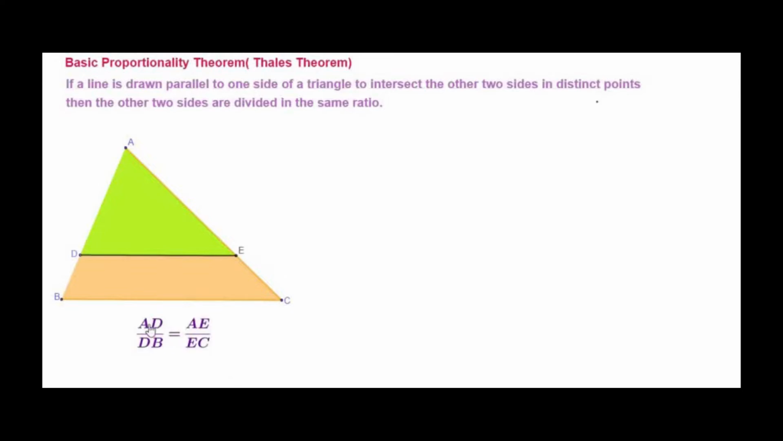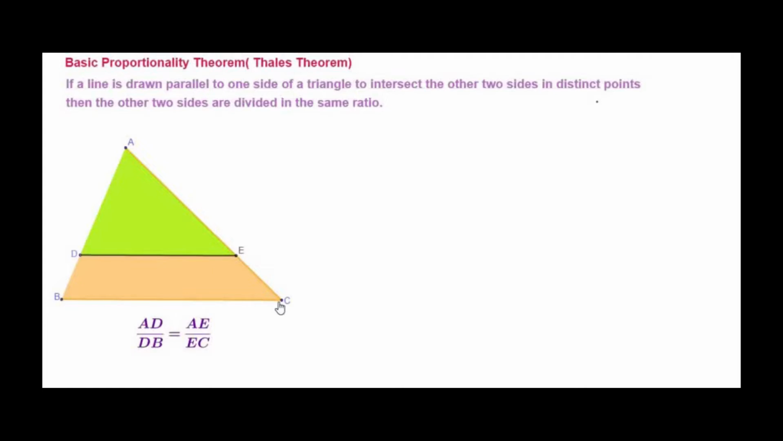Now observe, children, AD by DB is equal to AE by EC. That's what we are required to prove. For that, we need to consider triangles that have these lengths as their sides. Look at AD. Yes, we have a triangle with AD as one of its sides. AE, we have the triangle that has AE as one of its sides. Now look at the denominators, DB. Do we have any triangle right now with DB as one of its sides? No. Similarly, EC. We do not have any triangle with EC as one of its sides.